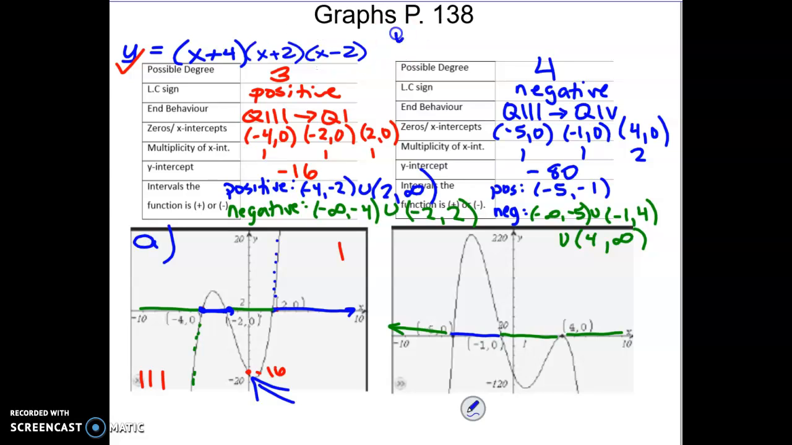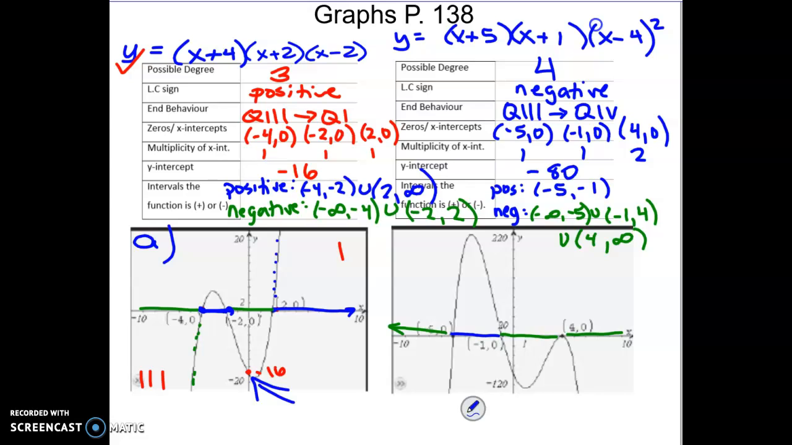Alright, so for the next one, again, let's put in our factors. So I had an x-intercept at -5, which means x plus 5 is a factor. An x-intercept at -1, which means that x plus 1 is a factor. And then we have x plus 4, which means that x minus 4 is a factor. Now there is something that I need to include here, because I know I have a multiplicity of 2 at the x-intercept of 4. So I'm going to need to put a squared on the outside of that bracket.